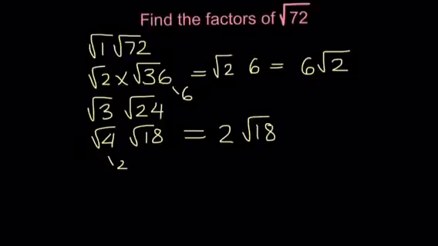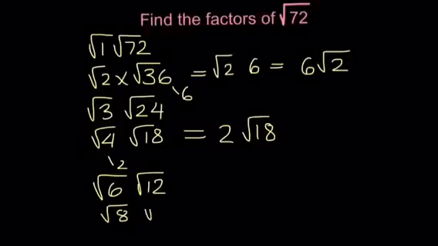The next one we've got is root 6. So we've got root 6 multiplied by root 12, which is root 72. The next one is root 8 multiplied by root 9. So all of these here are factors of 72, and as you can see, for some of these we can simplify our answers because we know what the square root of 36 is, and again with this one we could simplify our answer because we knew what the square root of 4 was.